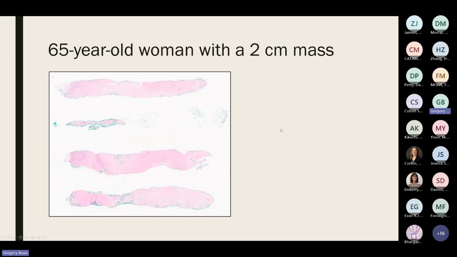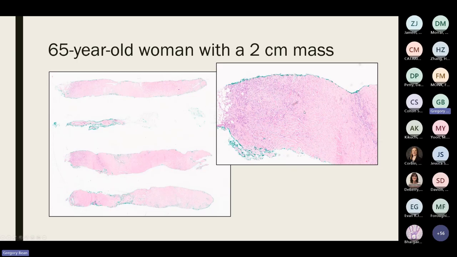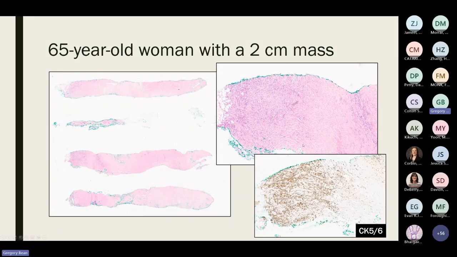Next case is a 65-year-old woman with a 2-centimeter mass. Here are some core biopsies. Much of the tissue appears to be necrotic, maybe ischemic necrotic, but on the tip of some of the cores here, it becomes more cellular, but still pretty bland looking. This case was initially assessed with a pan-keratin, which included AE1/AE3 and CAM 5.2, which was completely negative.